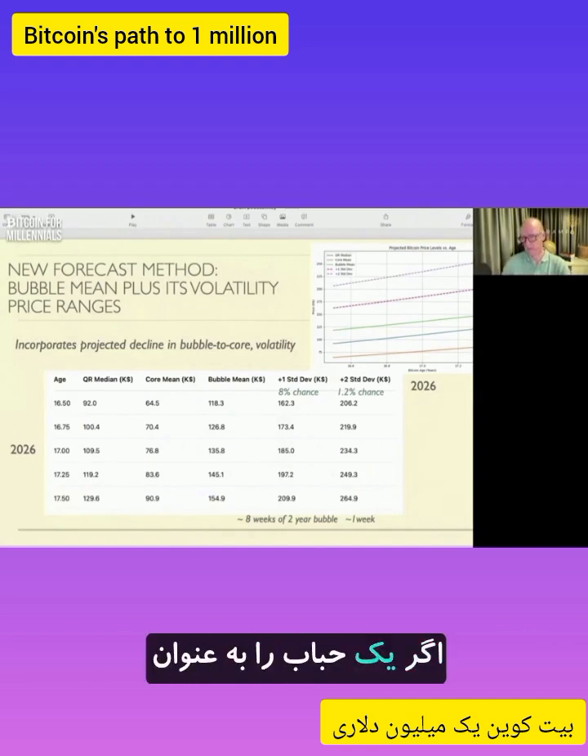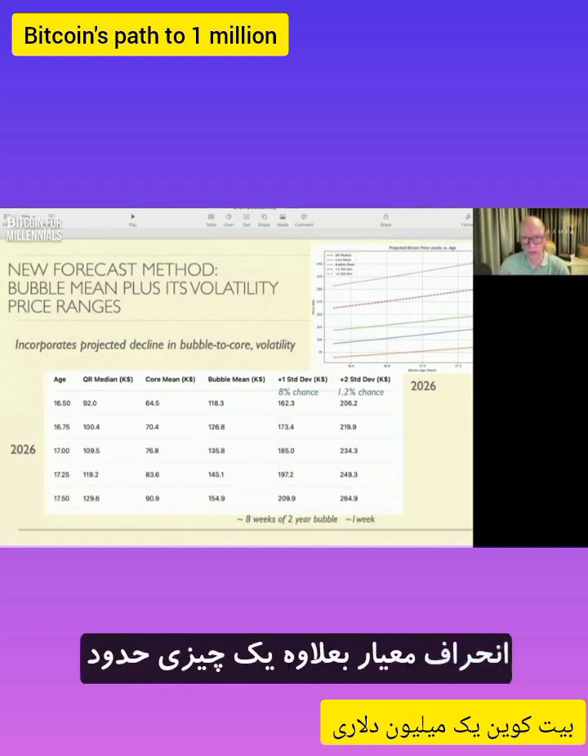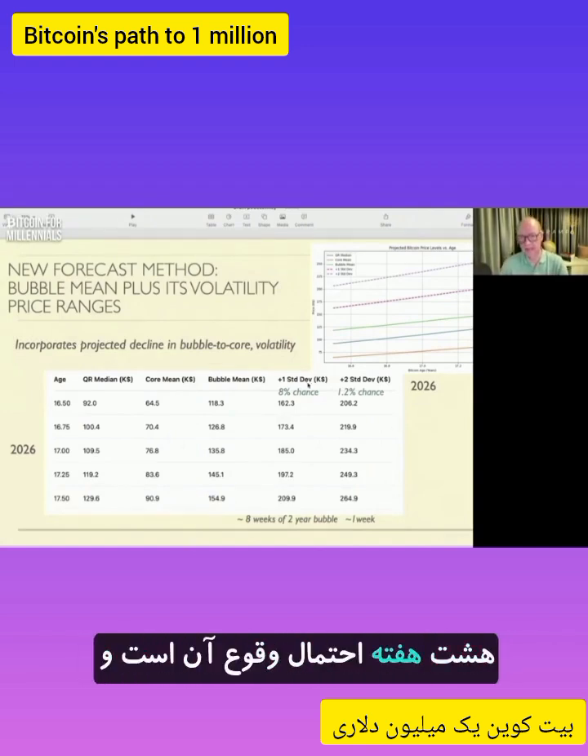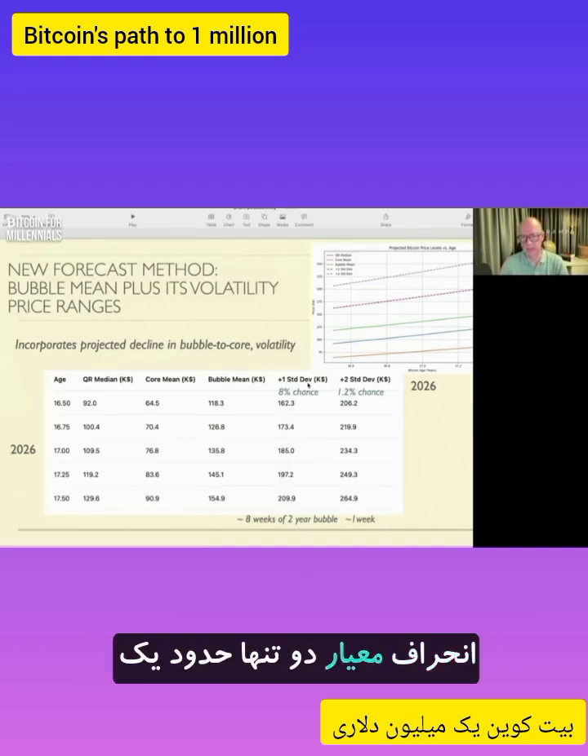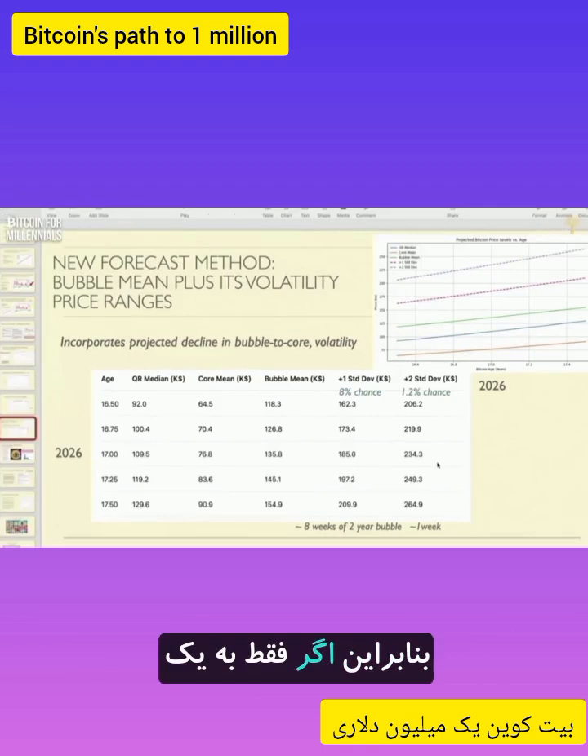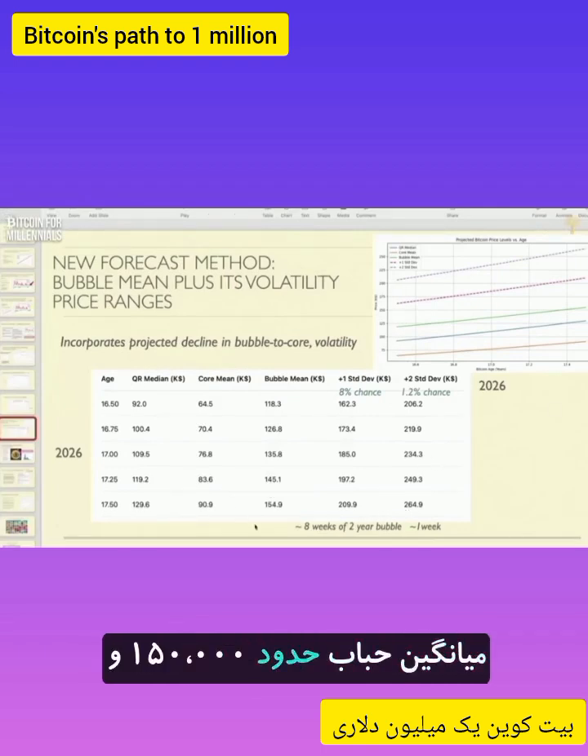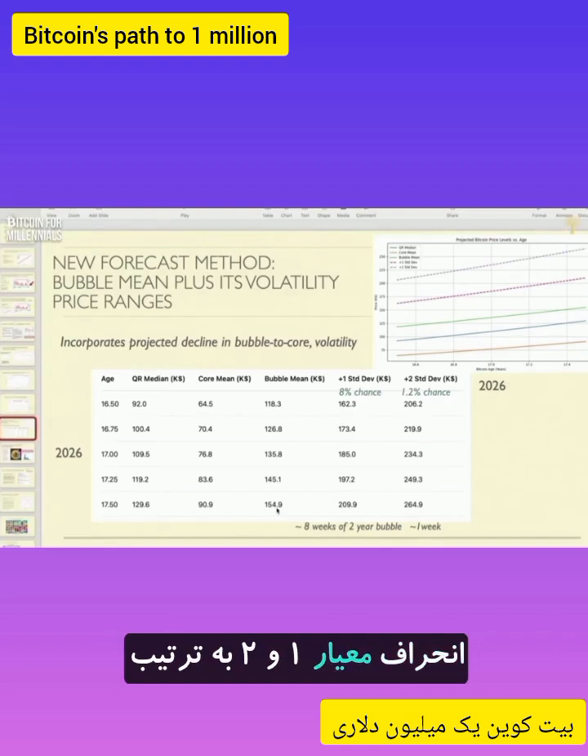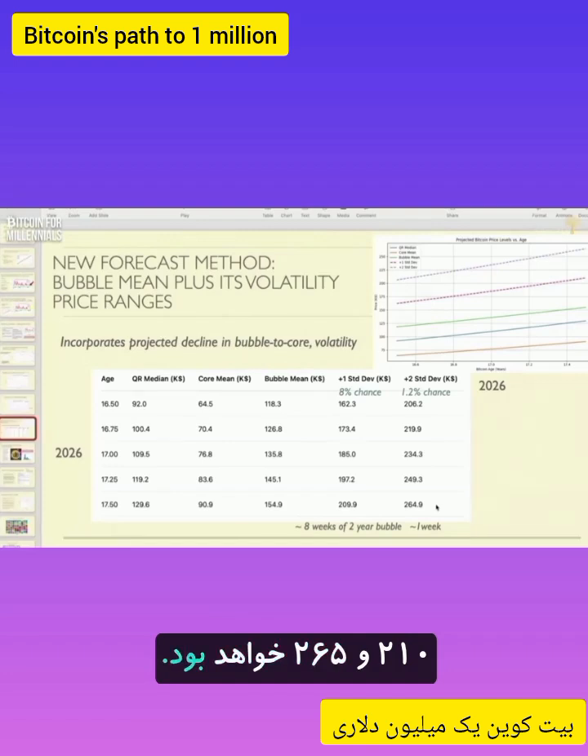In fact, if you think about a bubble as 2 years, the +1 standard deviation is something like 8 weeks of possibility, and the 2 standard deviation is only about 1 week of possibility. So if you look at just a year from now, the bubble mean would be about 150,000, and the 1 and 2 standard deviations would be 210 and 265. So that's kind of a path.